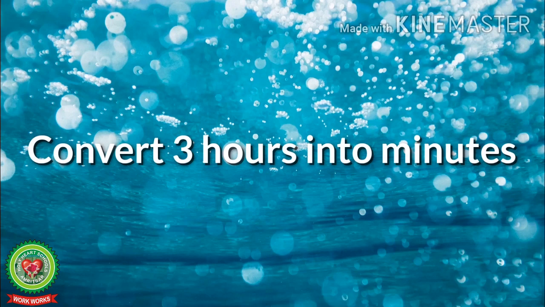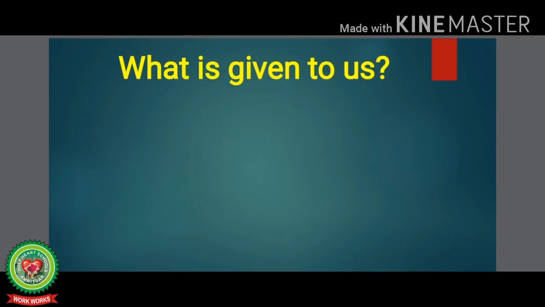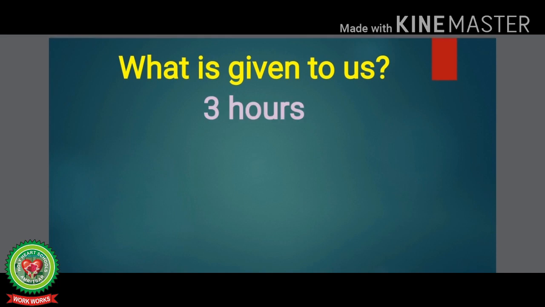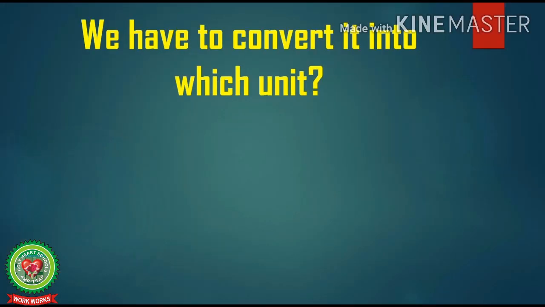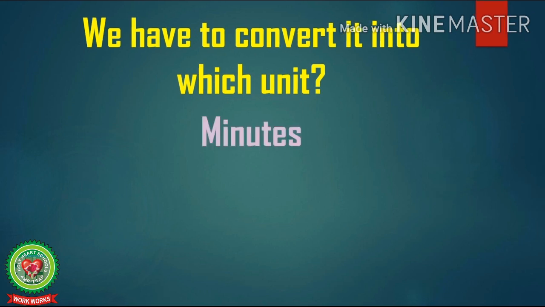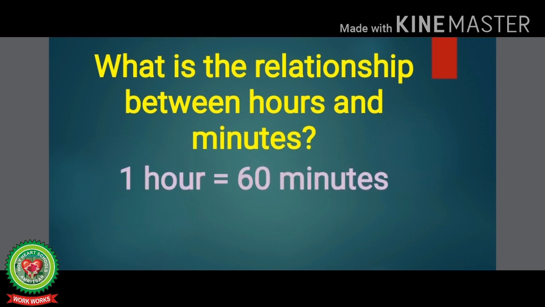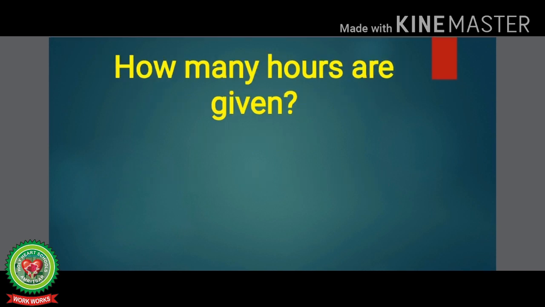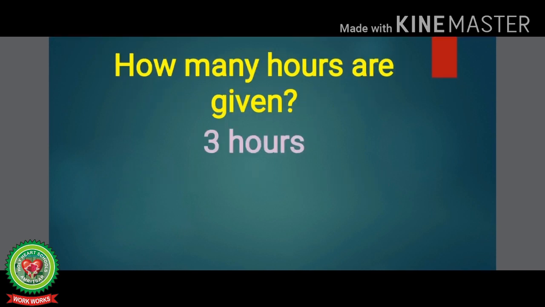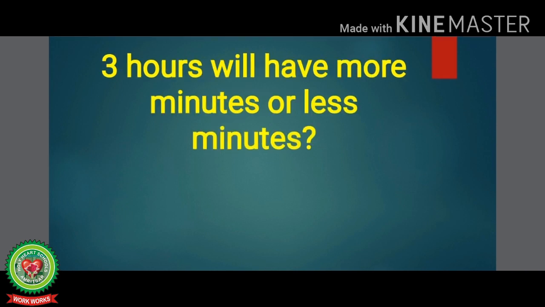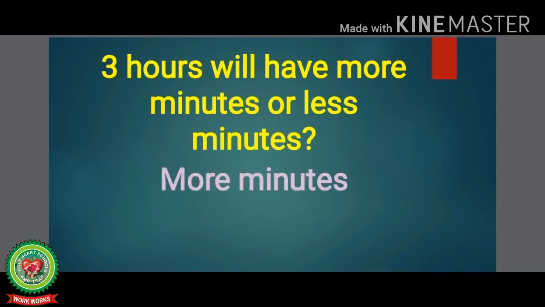Now kids, let us discuss one more example. Convert 3 hours into minutes. So kids, again over here, what is given to us? 3 hours. And we have to convert it into which unit? In minutes. So, what is the relationship between hours and minutes? That is, 1 hour is equal to 60 minutes. So, how many hours are given to us? That is 3 hours. So, kids, 3 hours will have more minutes or less minutes? Yes, you are right. More minutes.